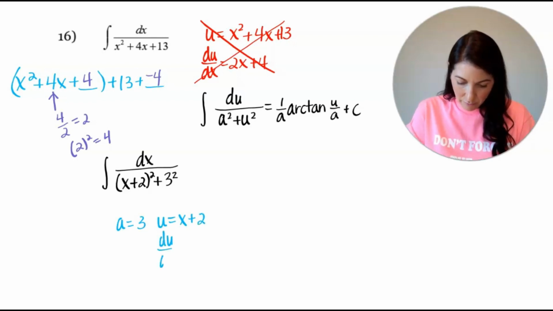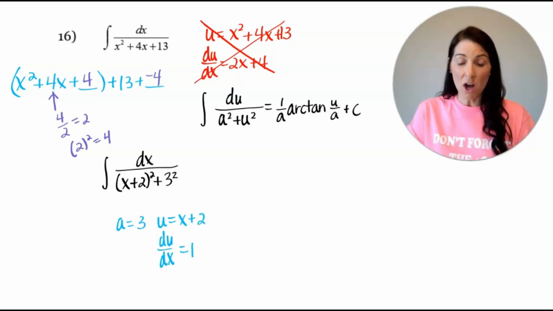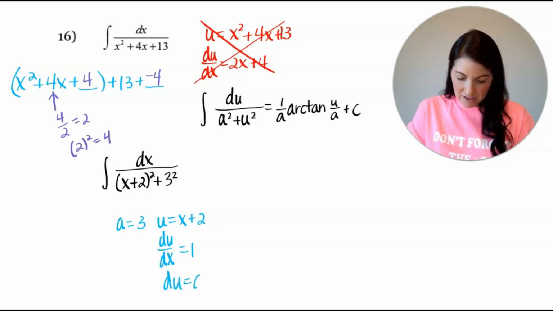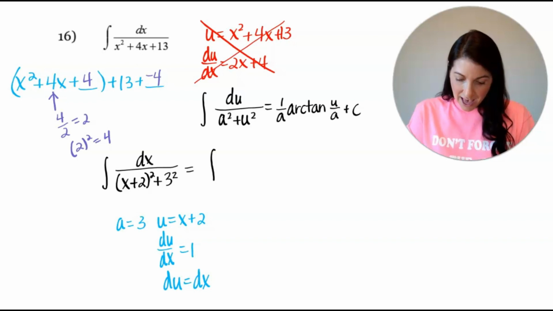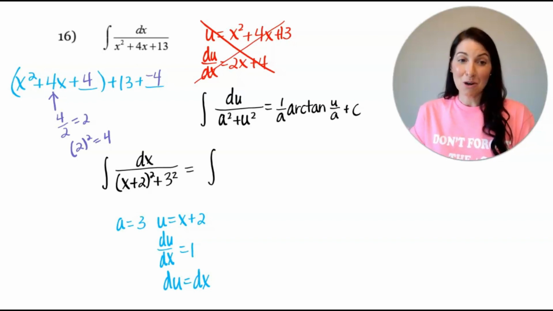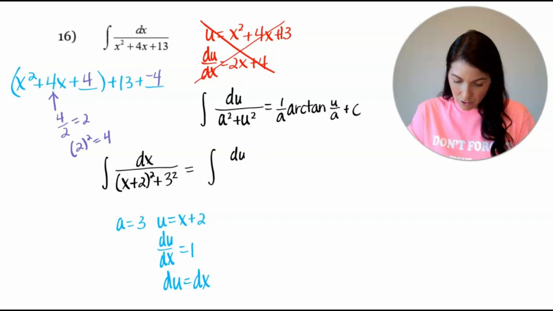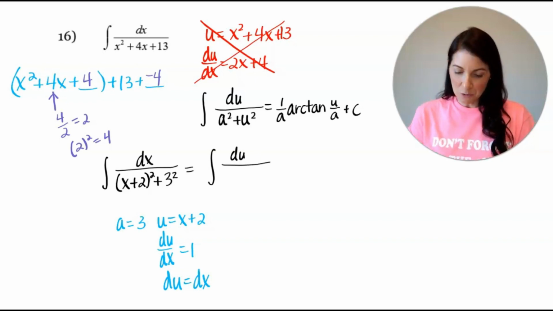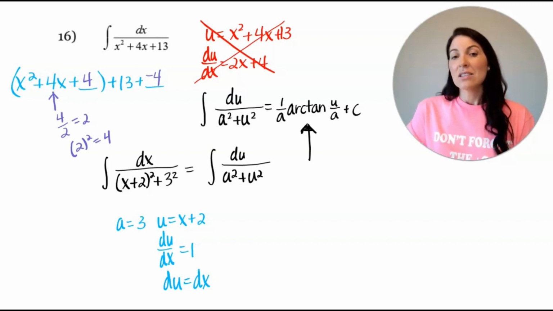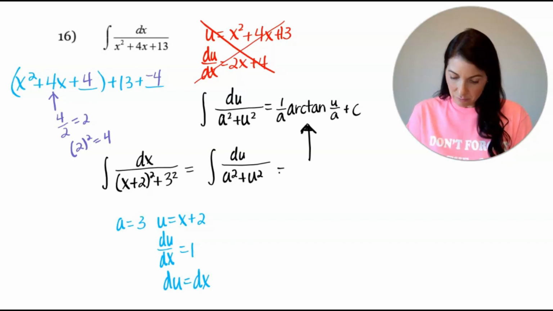Let's take the derivative of u with respect to x. We get 1, so then du is dx, and I can rewrite this integral as what I have just shown above. So dx is du, and then if I switch the order here and think about 3 squared being first, I do have a squared plus u squared, and you can see then that it would produce this arctangent function.